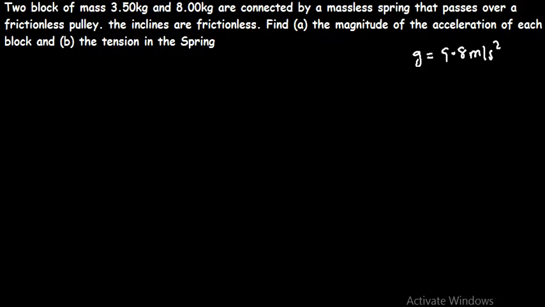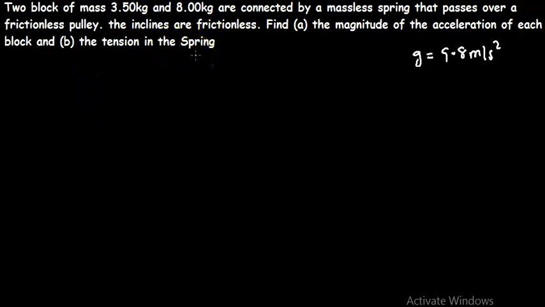Here is another physics problem. Let's assume we are given this kind of problem that says two blocks of mass 3.50 kg and 8 kg are connected by a massless spring that passes over a frictionless pulley. The inclines are frictionless, and we are asked to find the magnitude of the acceleration of each block. And in the case of B, we are asked to find the tension in the spring.